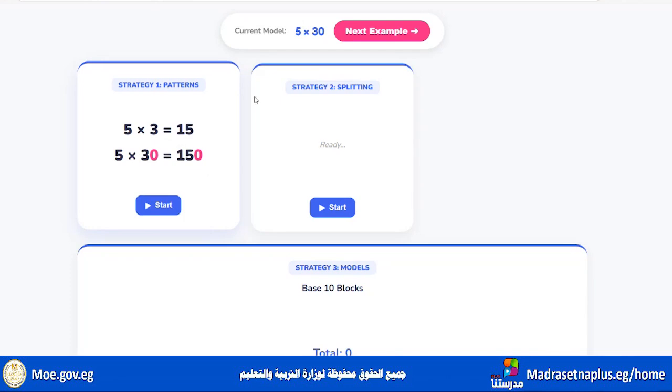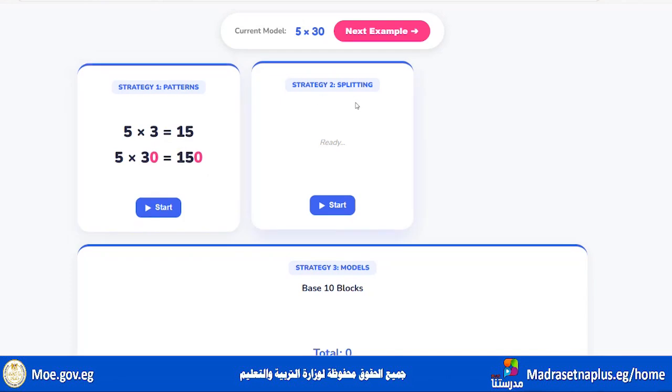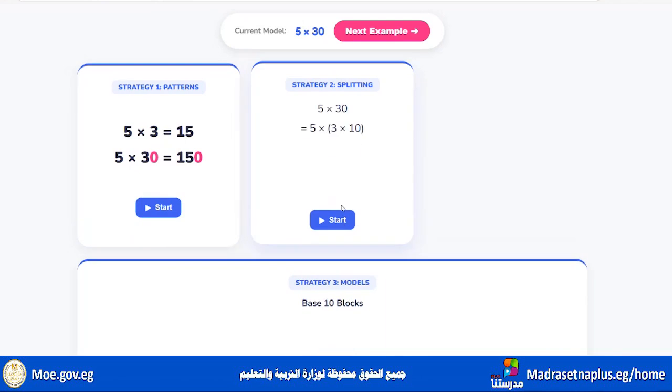Second strategy, splitting, like arrays. 5 times 30: 30 equals 3 times 10. So by using the associative property, I can write 5 times 3 times 10. 5 times 3 equals 15. 15 times 10 will be 150. This is another strategy to multiply a number by multiples of 10.